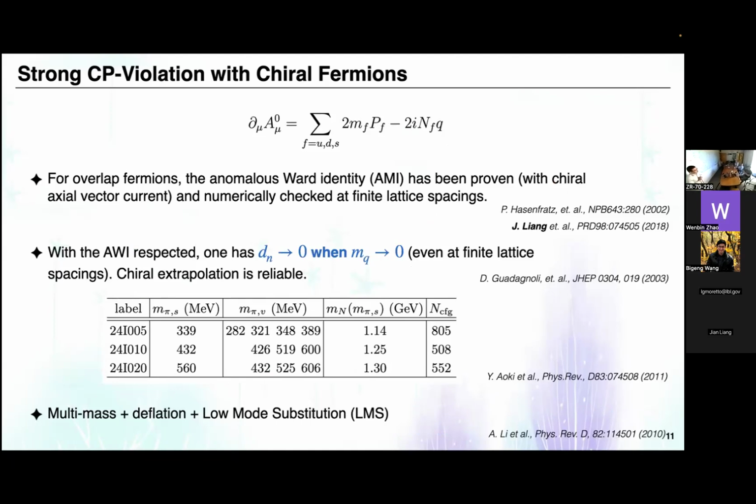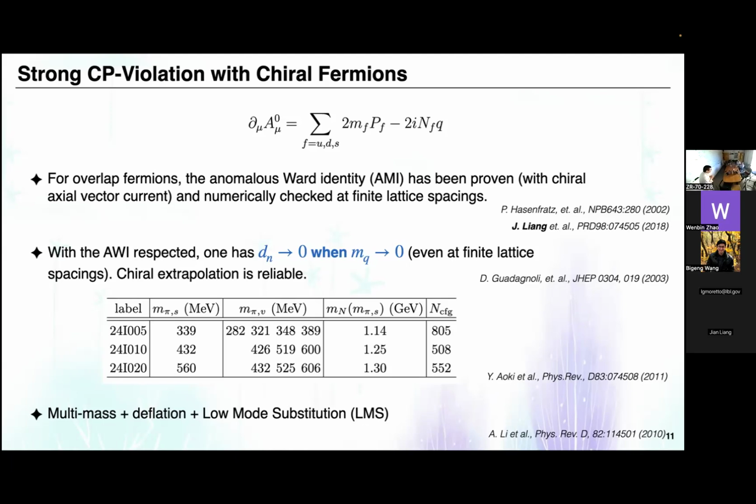And the second benefit we have from using these chiral fermions, at least for the overlap fermions, is that the renormalizability has been first proven when using the so-called chiral axial vector current, and also numerically checked with finite lattice spacing. So if this renormalizability holds, we know that we have a well-defined chiral limit. This is quite important because we know that in the continuum, if you go to the chiral limit, there's no strong CP violation because the theta can be rotated into the mass matrix of QCD. And if you go to the chiral limit, then there's no effective theta. So everything goes to zero.